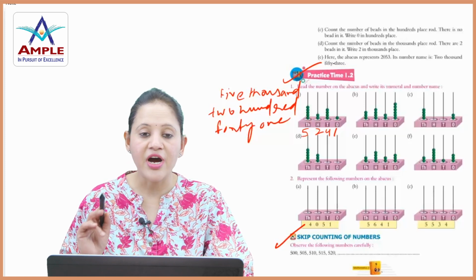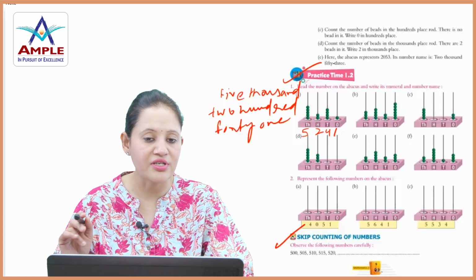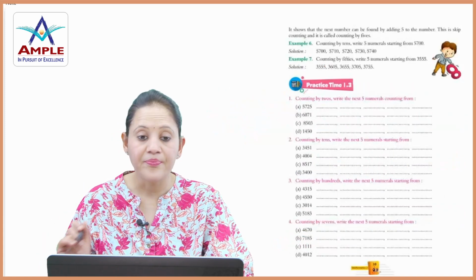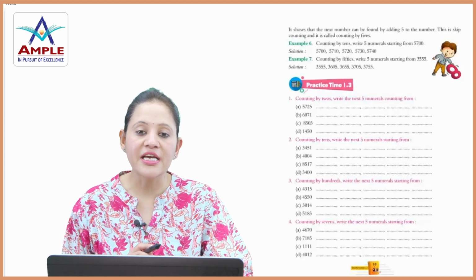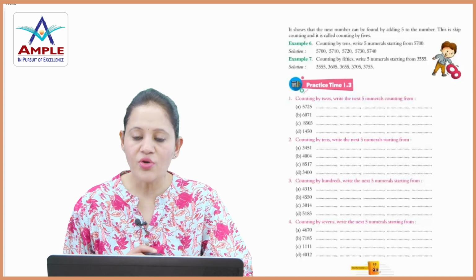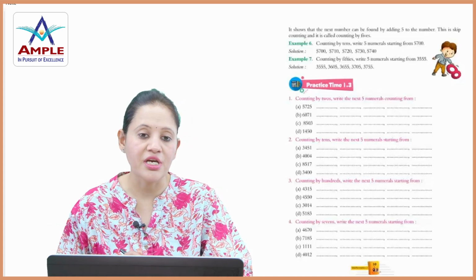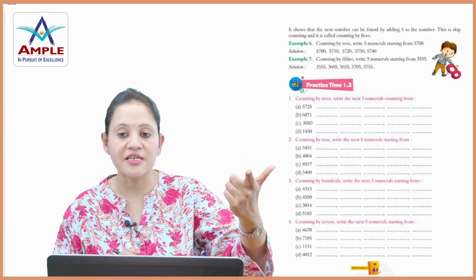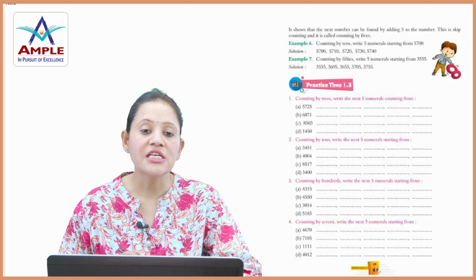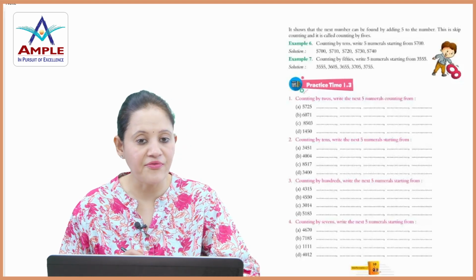So 500, then 505, 510, 515, 520, and so on. It shows that the next number can be found by adding 5 to the previous number. So in this counting, we can see the pattern following here. Every time we add 5 to the previous number, we'll get the next number. So this is called skip counting, and this is skip counting by 5s.